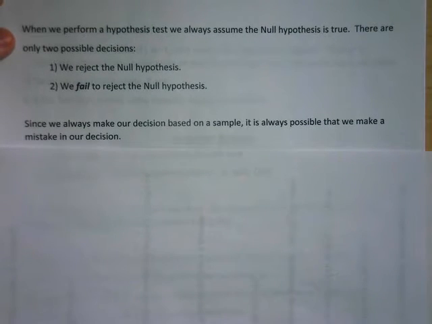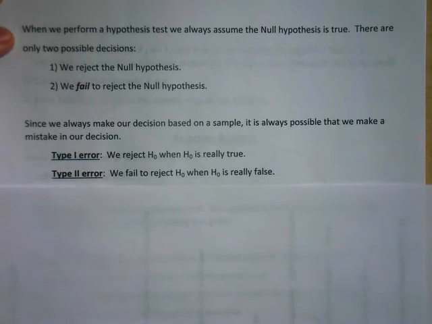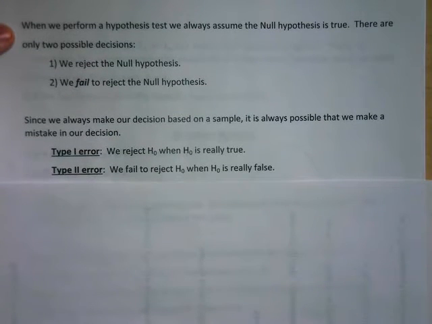Now the issue is, since we always make our decision based on a sample, it's always possible that we make a mistake in our decision. So we have some errors that we can make. A type 1 error is that we reject H0 when H0 is really true. And a type 2 is that we fail to reject H0 when H0 is really false.